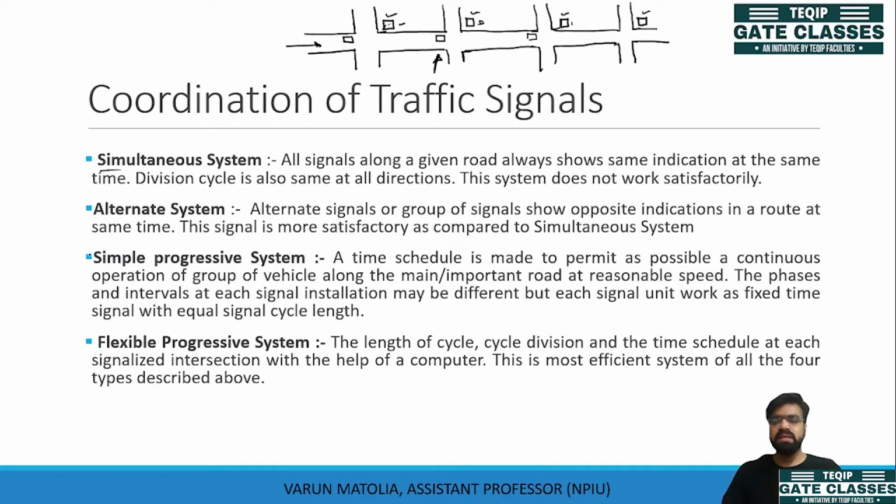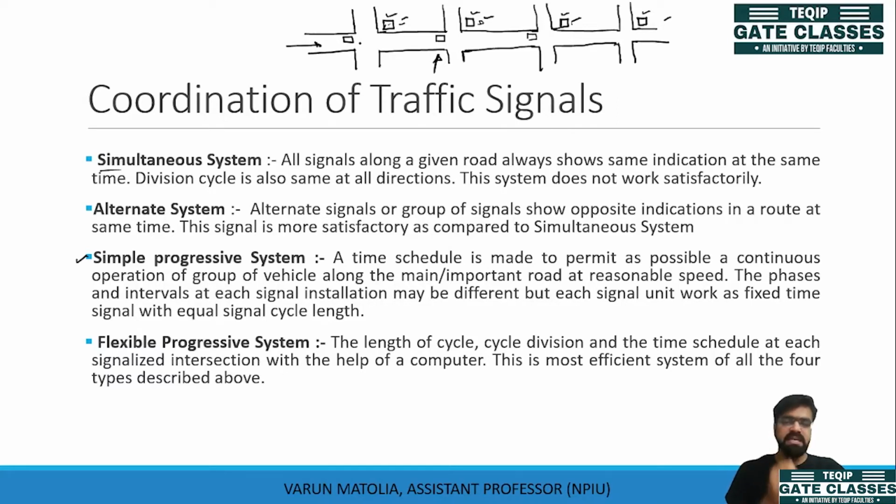The next type of arrangement is the simple progressive system. In the simple progressive system, a time schedule is made to permit, as far as possible, continuous operation of a group of vehicles along the main important road at reasonable speed. The phase and interval at each signal installation may be different, but each signal unit works as a fixed time signal with equal signal cycle length. What does this mean? The timings for this are coordinated with this, and this.